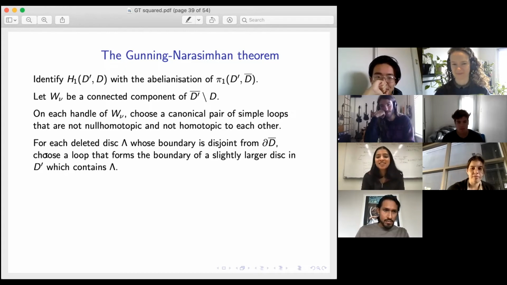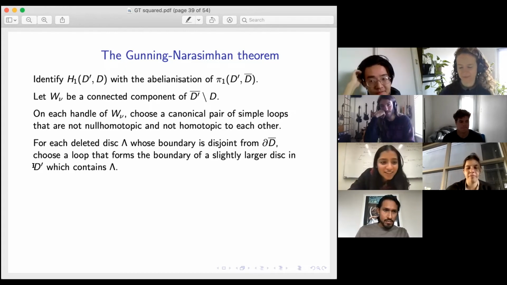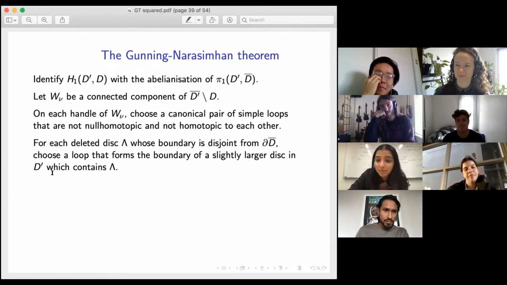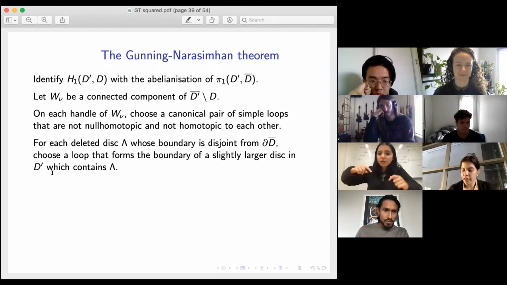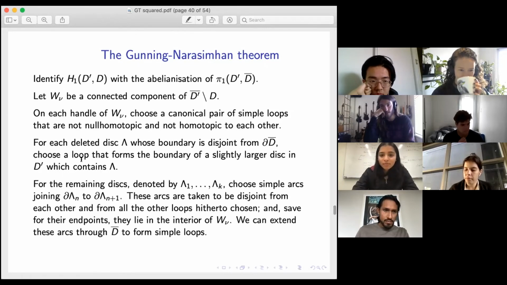So for each deleted disk lambda, whose boundary is disjoint from the set that sits inside the big set, we just choose a loop that forms a boundary of a slightly larger disk, which contains lambda. And for the remaining disks, we just choose simple arcs that join one to another, and then take these arcs to be disjoint from each other, and then extend these arcs through D to form simple loops.